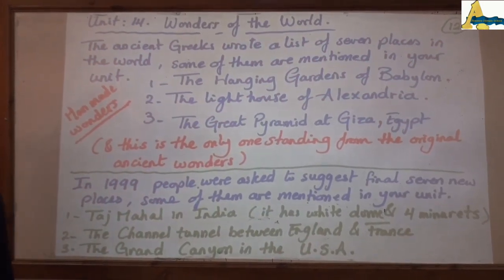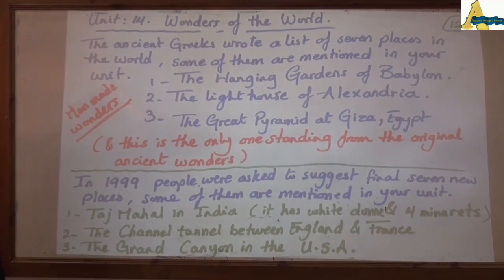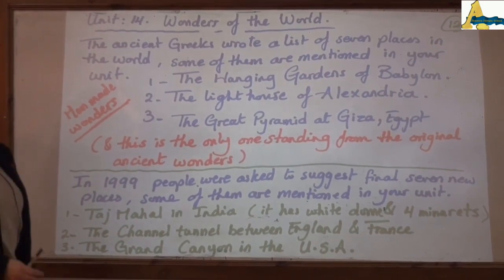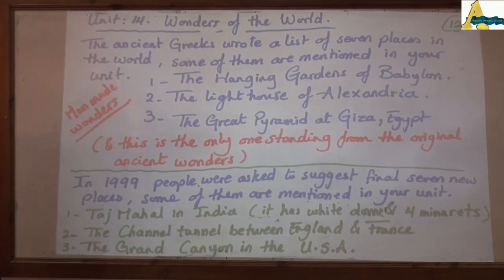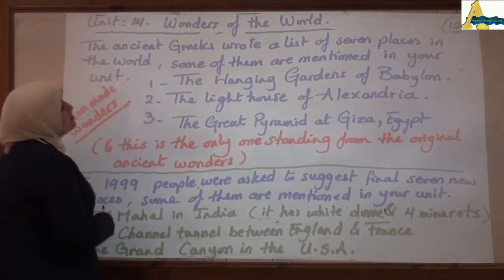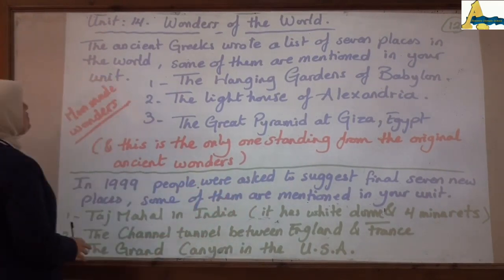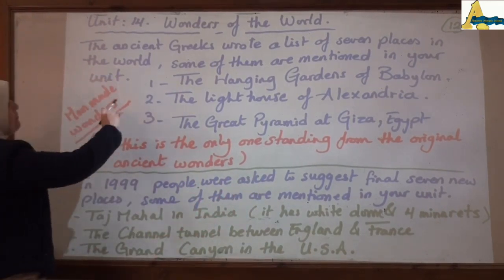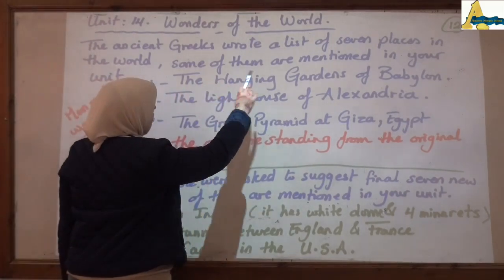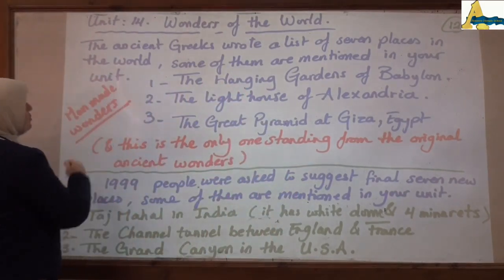Unit 14, this is the last unit, wonders of the world. We all know that there are ancient wonders in the world and modern ones. The ancient Greeks wrote a list of 7 places in the world. In this unit, you have some of them that are mentioned in your book.